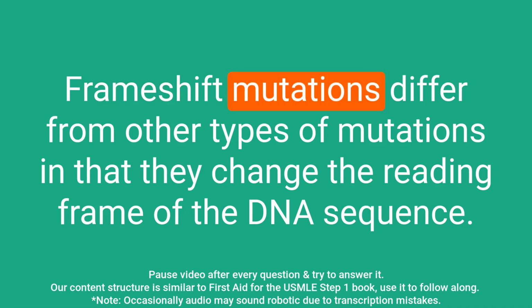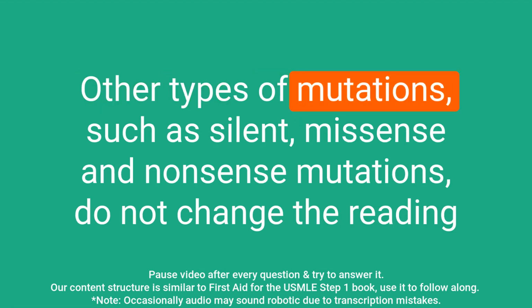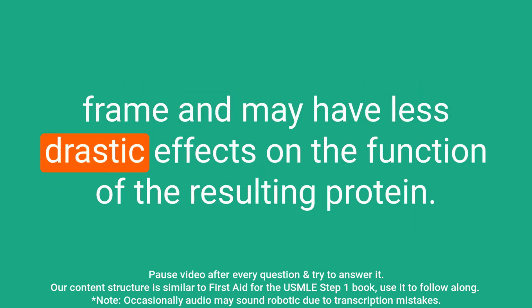Question: How do frameshift mutations differ from other types of mutations? Answer: Frameshift mutations differ from other types of mutations in that they change the reading frame of the DNA sequence. Other types of mutations, such as silent, missense, and nonsense mutations, do not change the reading frame and may have less drastic effects on the function of the resulting protein.